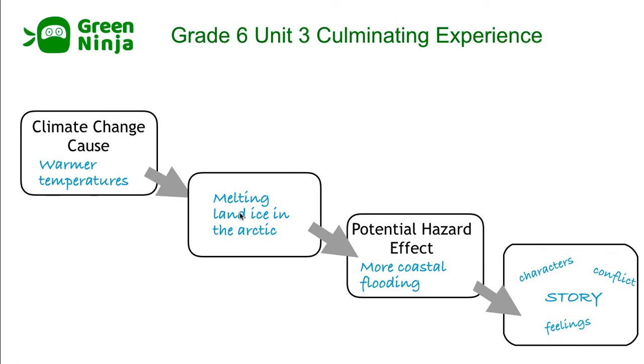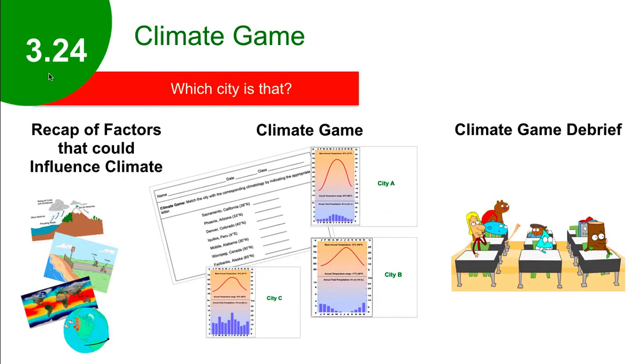Let's see how we build up this story lesson by lesson, starting off with some lessons to focus in on climate change. In Lesson 3.24, we warm up by reviewing the factors that affect climate, like pressure, latitude, altitude, mountains, and oceans. Then students participate in the climate game, where they get climate data for 7 mystery cities, along with a map and 7 city names. They have to figure out which data belongs to each city on the map. The class then shares the results as we find out whether their selections were correct.